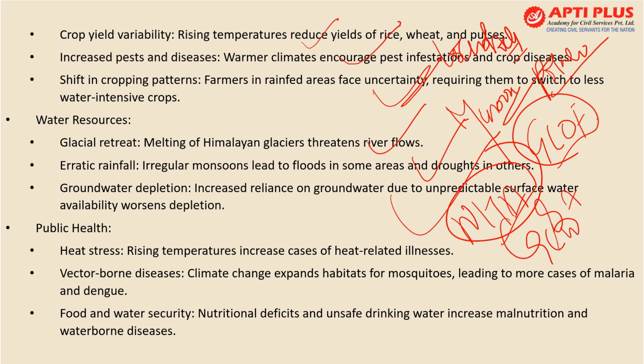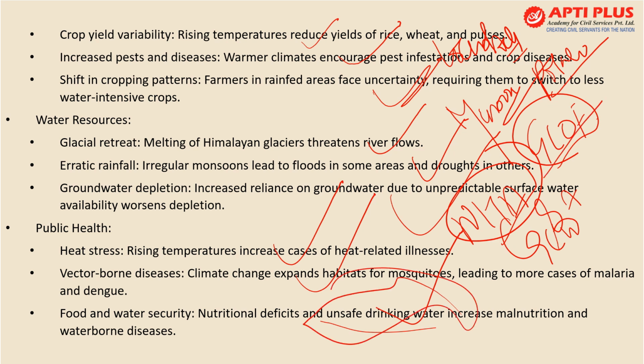as well as on health, heat stress, vector-borne disease, and food security and water security. Unsafe drinking water is a big issue in India. प्लस हमारा ग्राउंड वाटर कंटामिनेट होता है तो उससे भी डिजीज होती है अनसेफ वाटर की वजह से. So these are the things that you can quote.